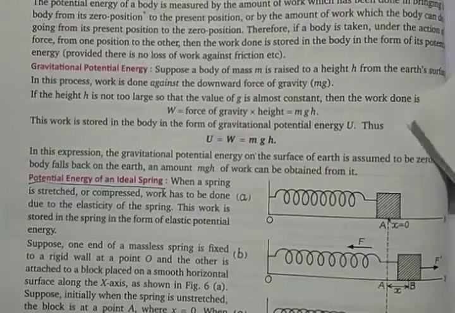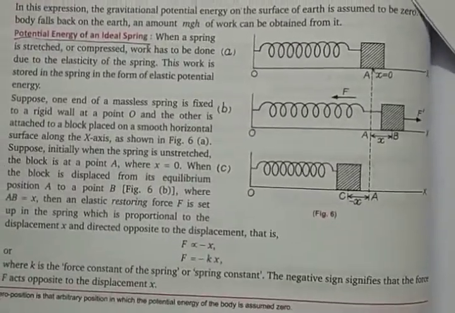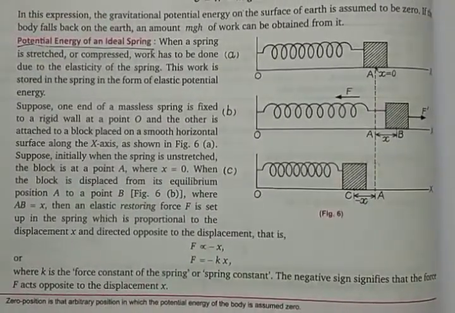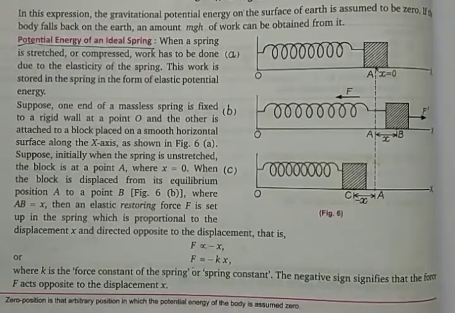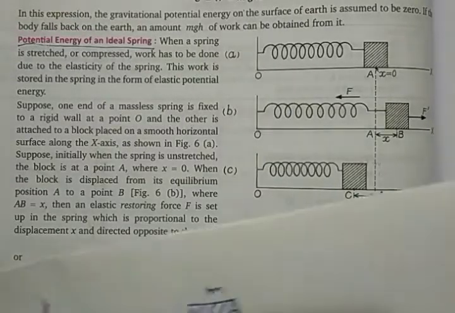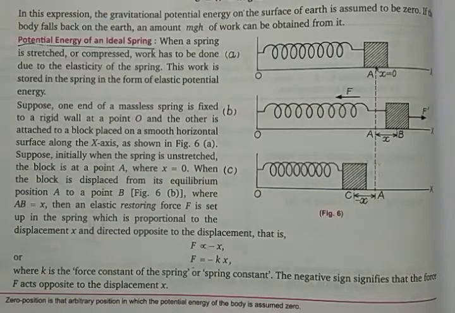So look at this one. We're going ahead down here. F is proportional to minus x, and F is equal to minus kx. Right? Now we are going to derive an expression for the potential energy of a spring. So how it happens, what it does, we are going to derive it. Okay, so you can write down a few things.